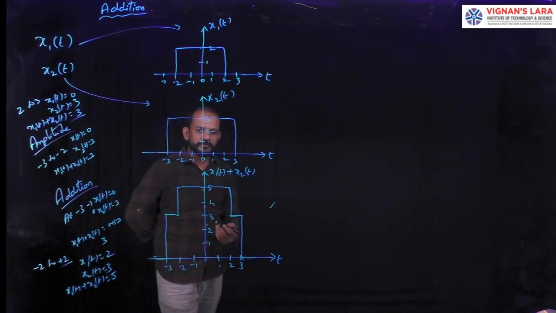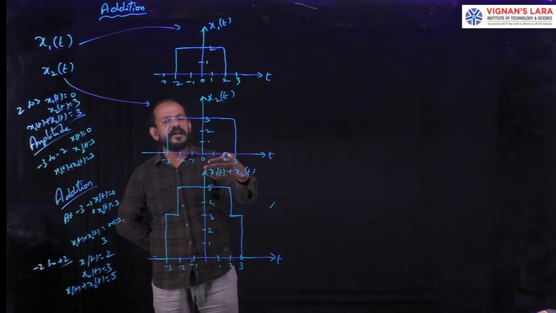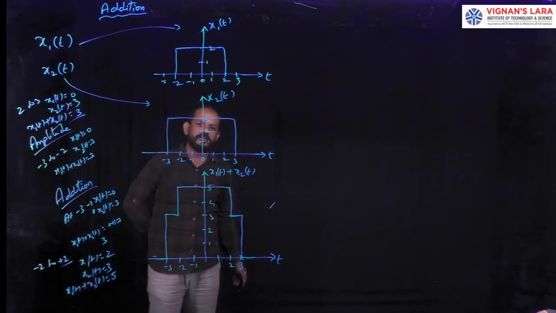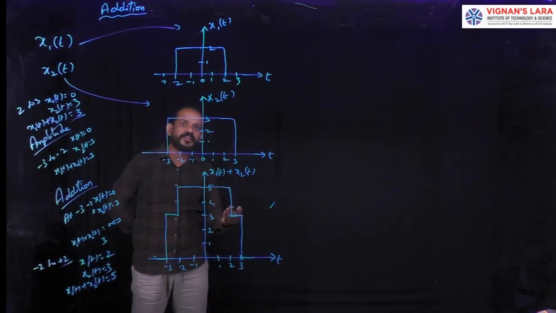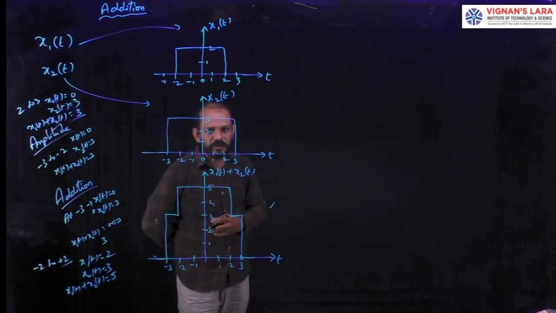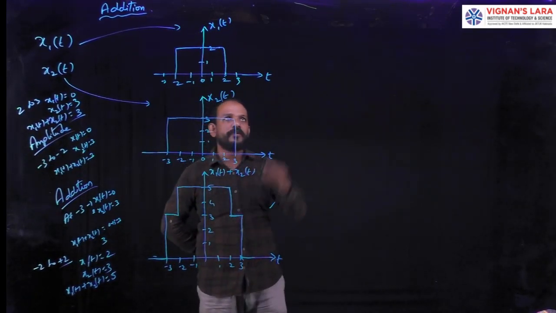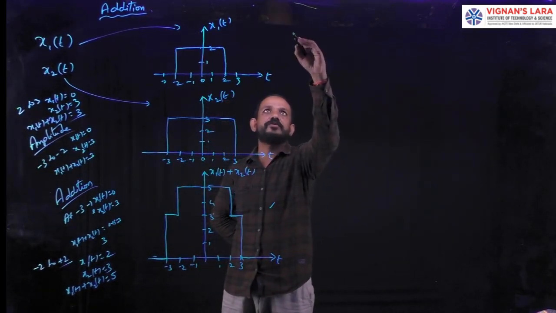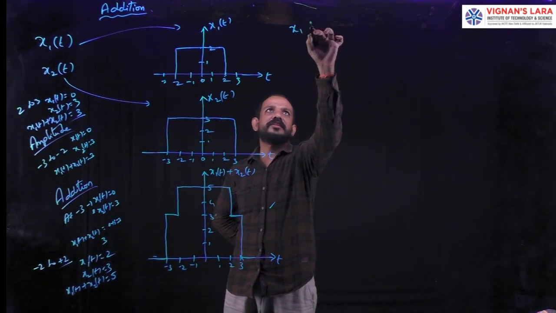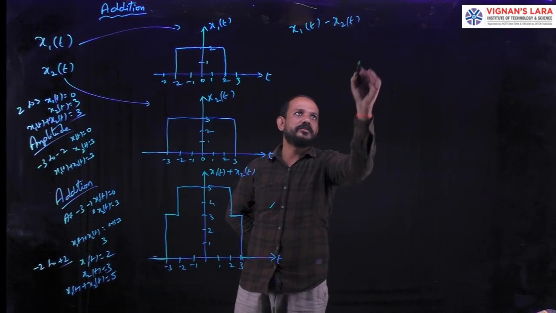Okay. So now we can perform x1 of t minus x2 of t or x2 of t minus x1 of t. So I will do one and you will do the other for your practice. So here I will go for x1 of t minus x2 of t.